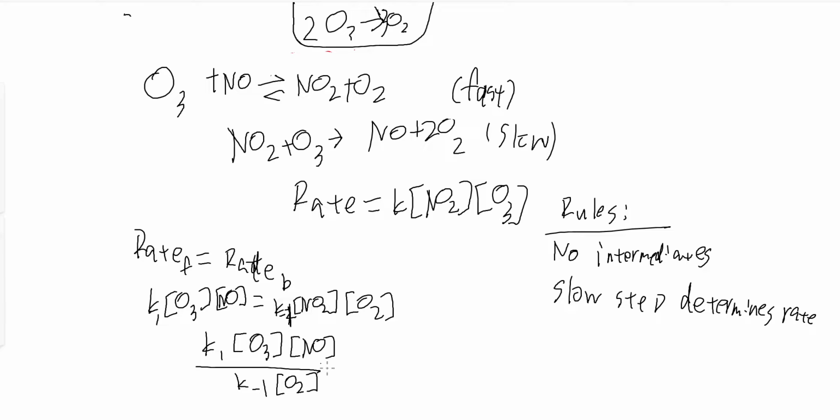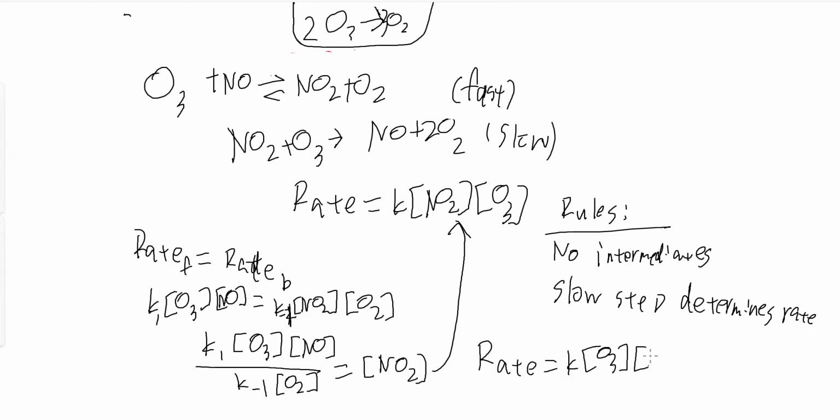Now this is equal to the concentration of NO2. So now we can plug this back into our rate, making this the rate of our reaction. K times O3 times NO times O3 all over O2.